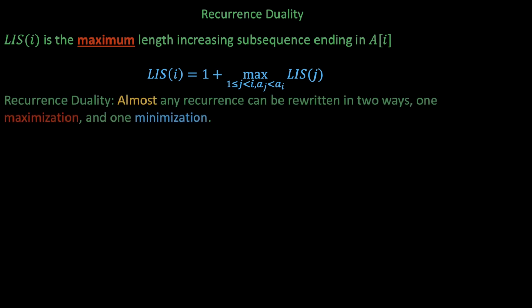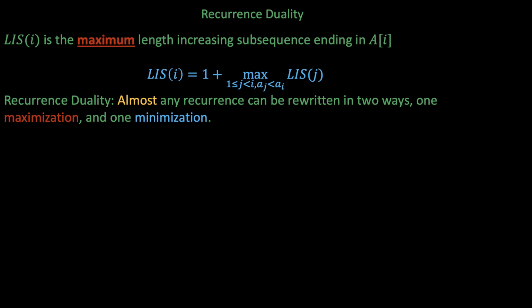Great, now let's take a step back. We defined LIS of i as the maximum LIS ending in A of i, and derived a recurrence for LIS. Now let's try to apply the recurrence duality principle, which states that almost any recurrence can be written in two ways, one maximization and one minimization. We already have the maximization solution, so what about the minimization solution?